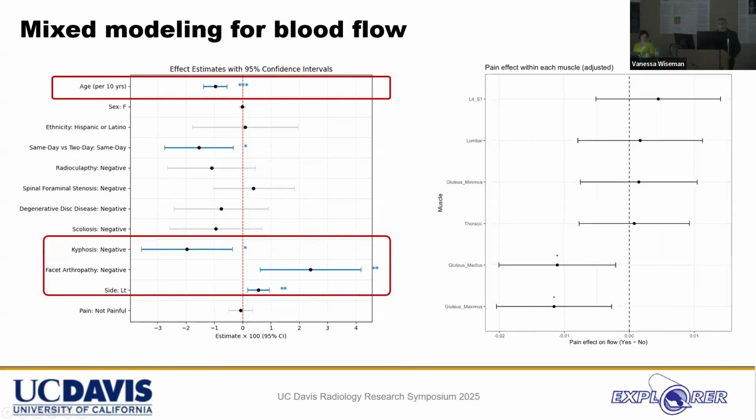We found that pain and muscle region interact together, and that painful regions within certain muscles, like gluteus medius and maximus here, show significantly lower blood flow compared to other regions.